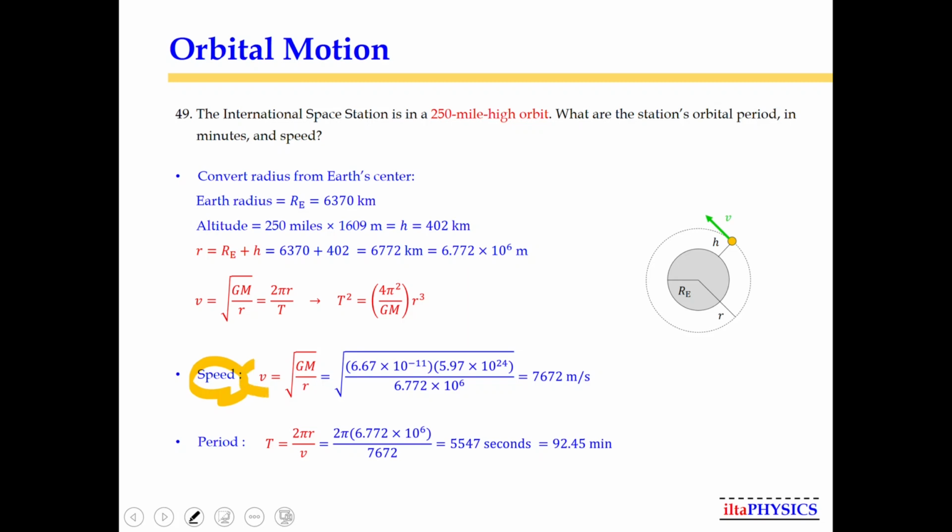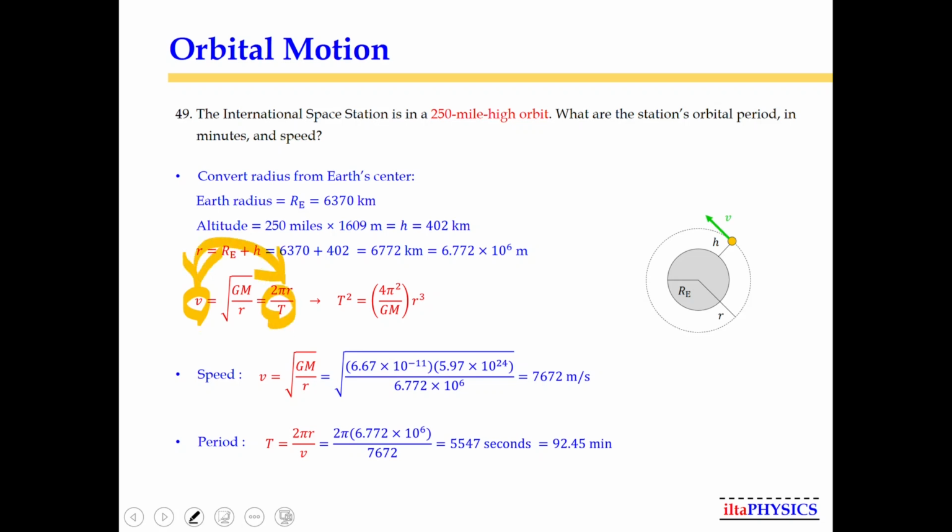Now let us find the speed of the satellite. The speed of the satellite can be written using our previously derived formula. Velocity equals the square root of the universal gravitational constant, G, times the mass of Earth, divided by the radius. If we plug the given conditions into this formula, the speed of the satellite comes out to 7,672 meters per second. Since we now know the speed, let us find the period of the satellite.